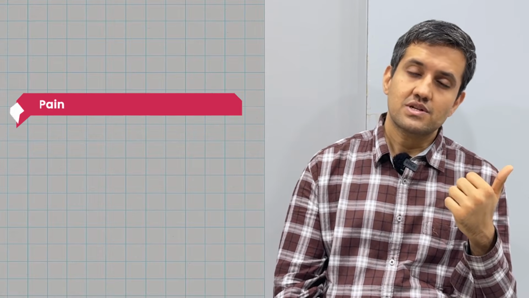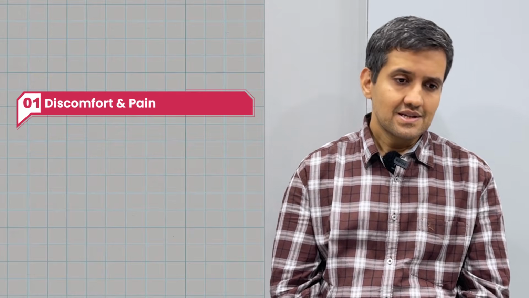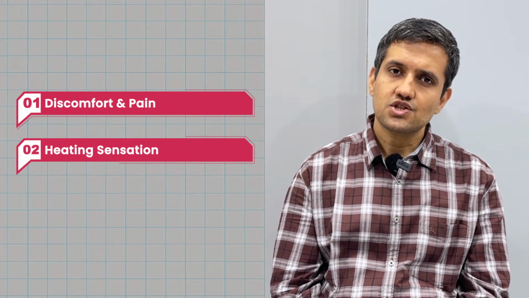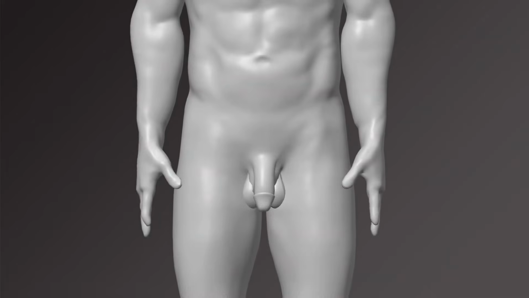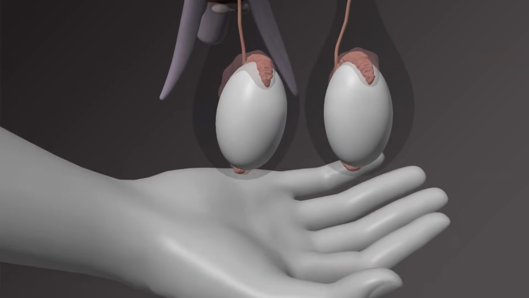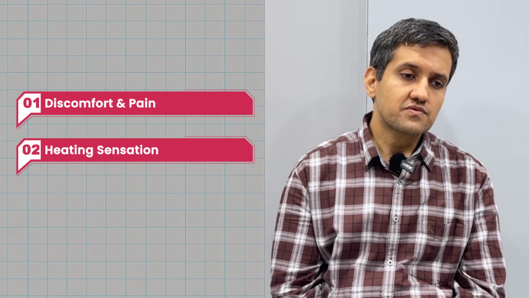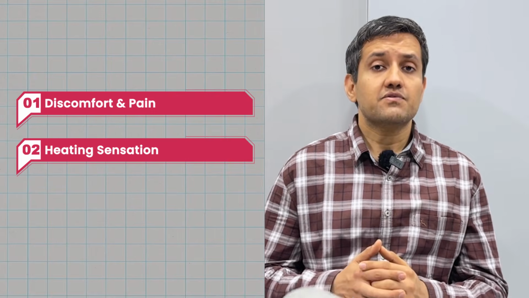One, it can cause discomfort and pain because the tiny veins are now stretching and causing pain. Second, it can cause a heating sensation which is not good for the testes. The testes are kept outside the body in the scrotal sacs by God because He wants it cool so that semen and testosterone production is optimal. And now because of the heat, both these functions can get affected.